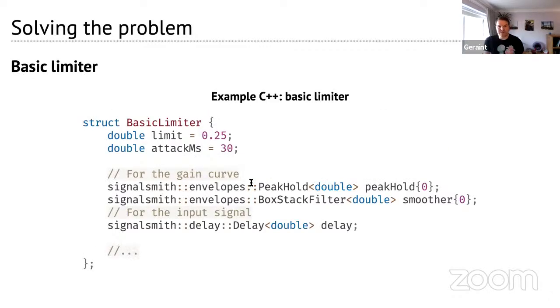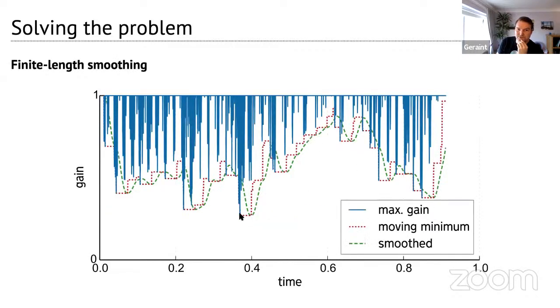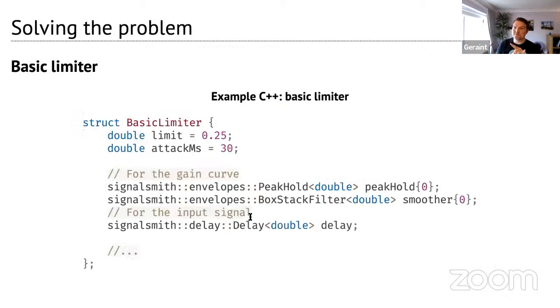Here is how you might do that in code. So these are just setting up the ingredients. You say what your limit is, you say how long your attack should be. And then we use our peak hold and then any kind of smoother here. I'll talk a bit later about what types of smoother there can be. The simplest would just be a box filter, right? So a moving average that just takes the average of the last 20 milliseconds. But any finite smoother, finite filter will work here.